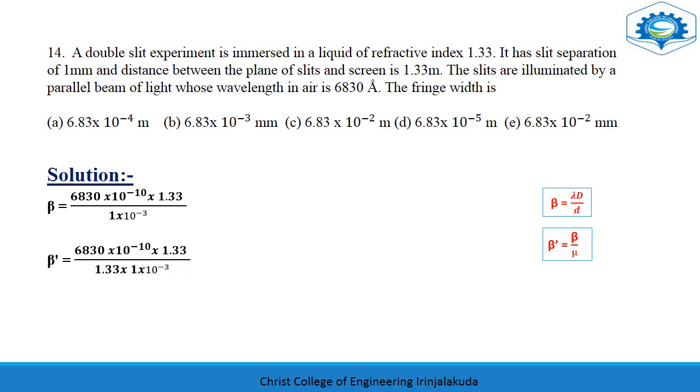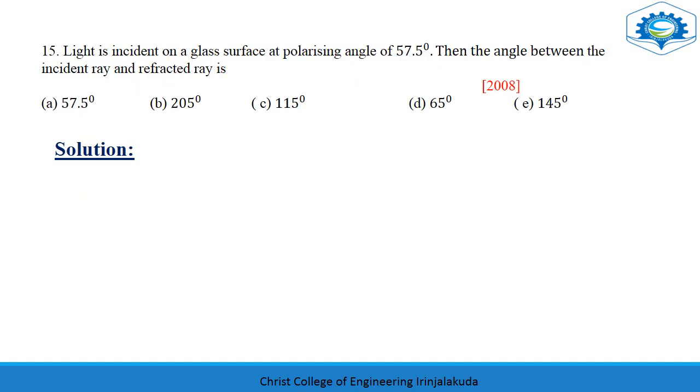Then beta dash, the fringe width in water or in any other liquid, is equal to 6830 into 10 raised to minus 10 into 1.33 divided by 1.33 into 1 into 10 raised to minus 3. So here we can substitute the refractive index. The answer is 6830 into 10 raised to minus 7 meter. We can write the value like this also: 6.83 into 10 raised to minus 4 meter. Here the answer is option A.